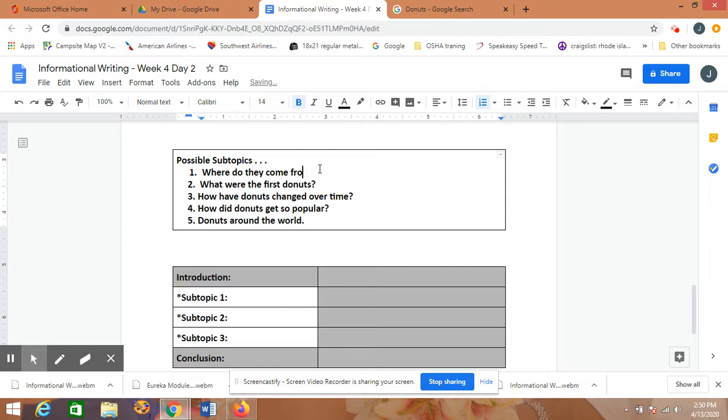So where donuts come from? I don't want to delete all that. I can change this one to the first donuts. How donuts have changed over time.